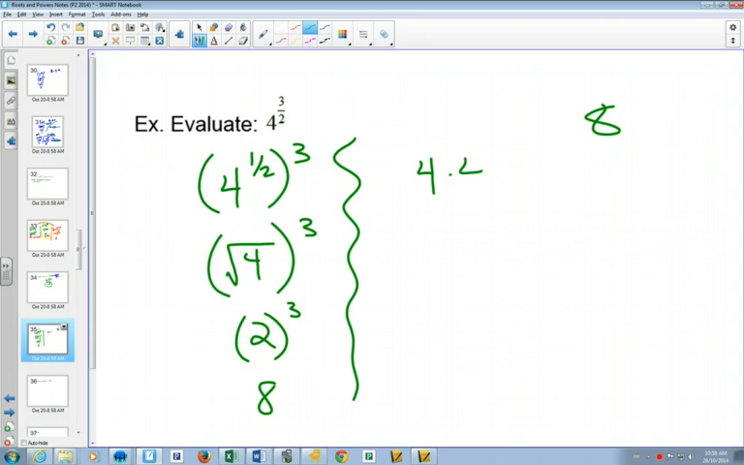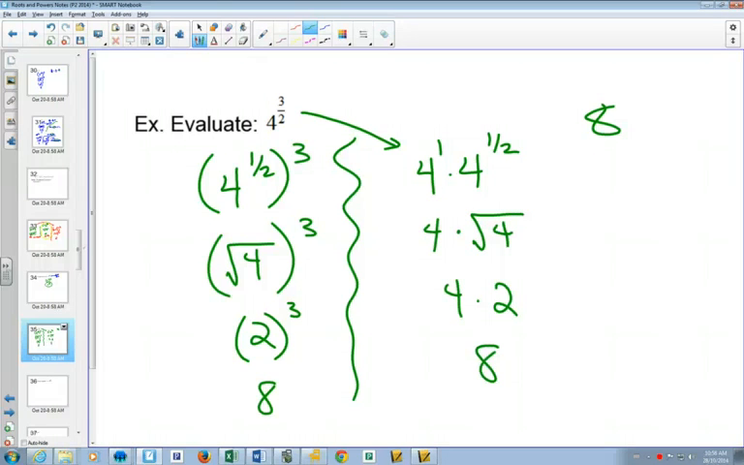I saw someone also doing this using your product law. Can you see that 1 plus 1/2 is 3/2? So this is equal to that. And then you get 4 times the square root of 4, which is 4 times 2, which is 8 as well. So you're allowed to use your exponent rules however you like to break it up. So if you saw the right-hand way first, perfect.